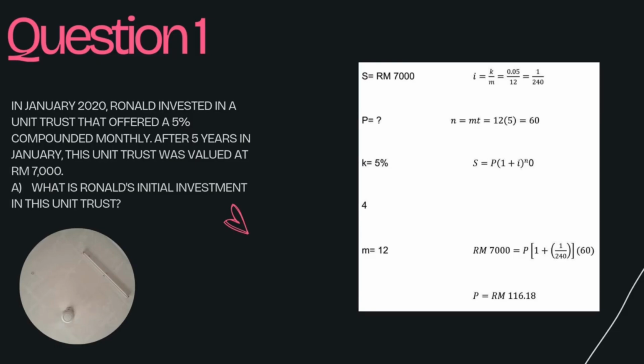The third part is you need to find P. The formula that I use is S equals P, brackets, 1 plus I, close bracket, and then put N. For S we put 7,000 ringgit equals P, bracket 1 plus bracket 1 over 240, close the brackets, open brackets 60 and close brackets, and P equals 160 ringgit 18 cents.